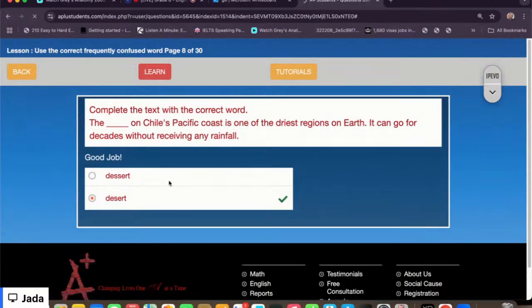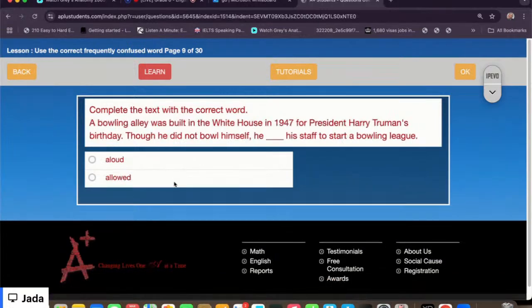So if you say the first one, it is just like when you're talking about cake or something, dessert. So this one is desert.